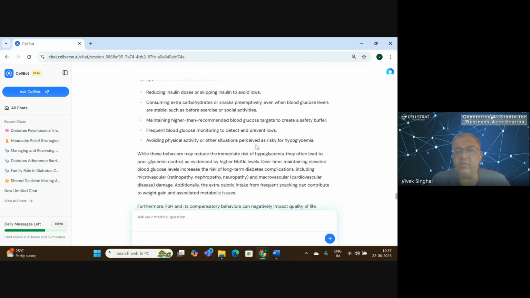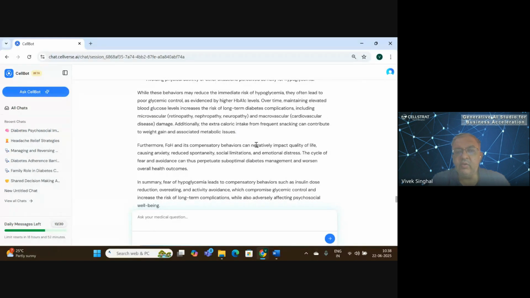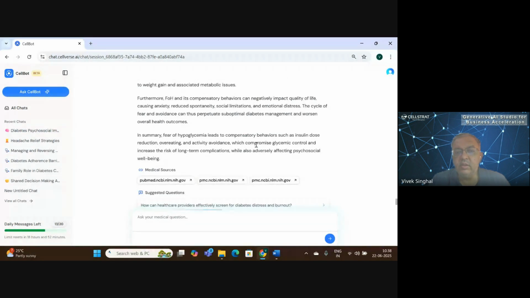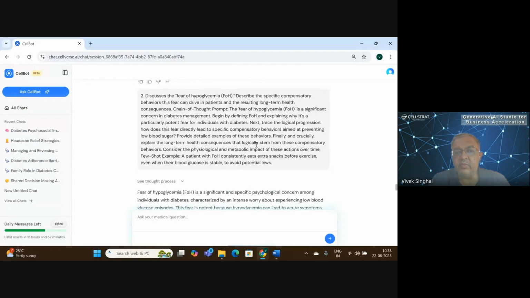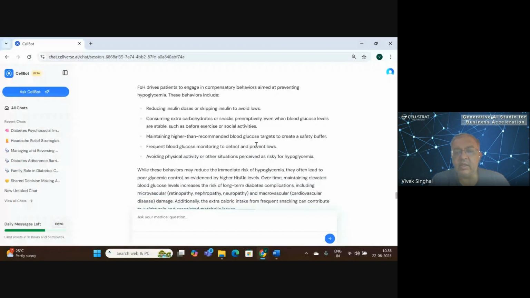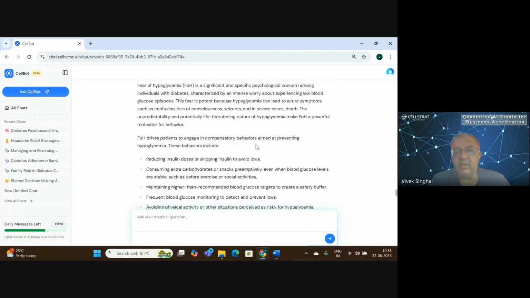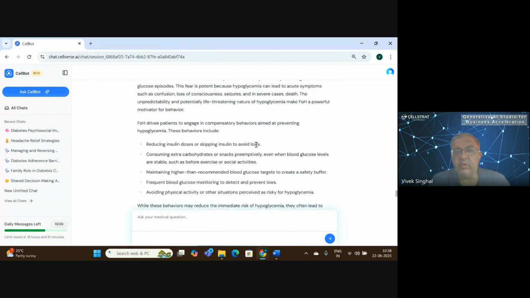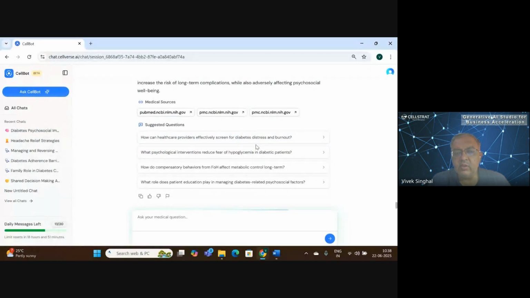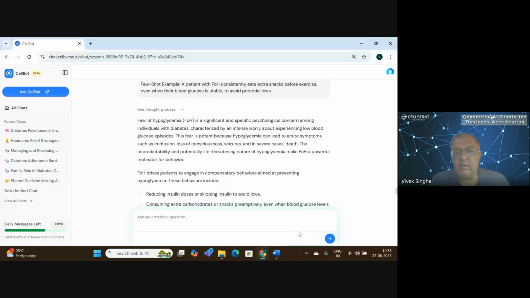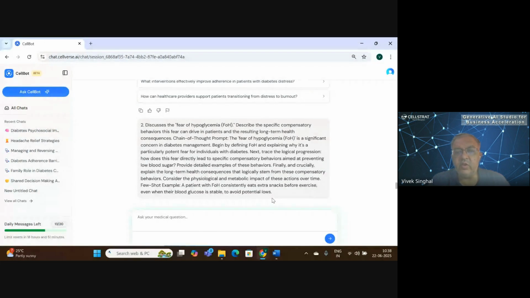So consuming extra high carbohydrates or snacks preemptively. So they are eating extra food to preempt a hypoglycemic situation, right? So it is giving a good answer, right? Based on this prompt, it is giving an answer. It's also talking about extra eating before exercising in fear of getting into hypoglycemia. Okay, so that was about few-shot prompting, chain of thought prompting, and the basic prompting.